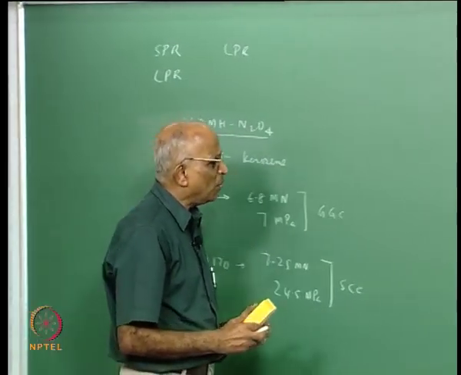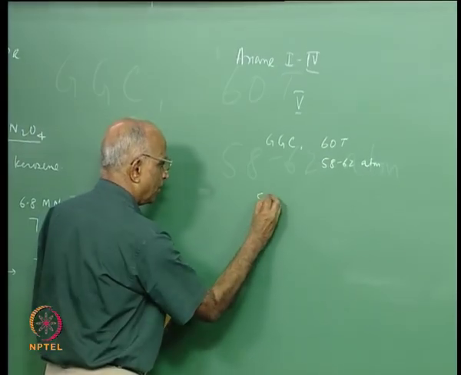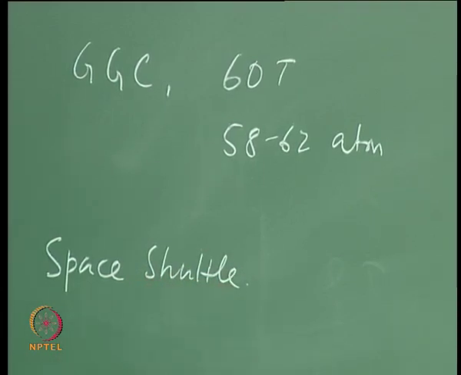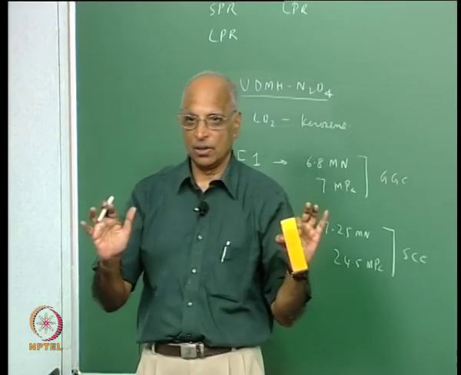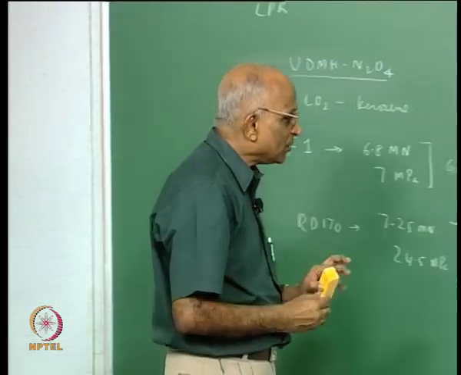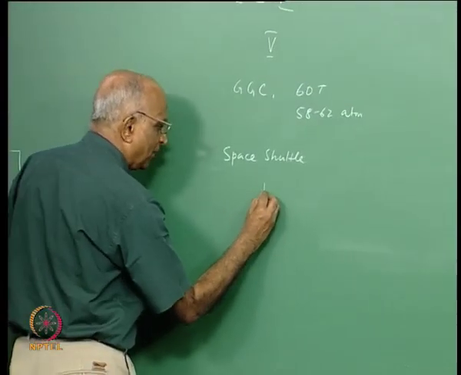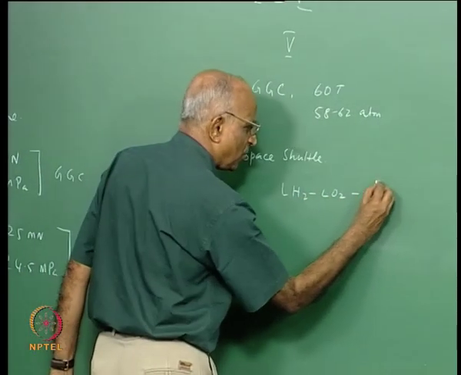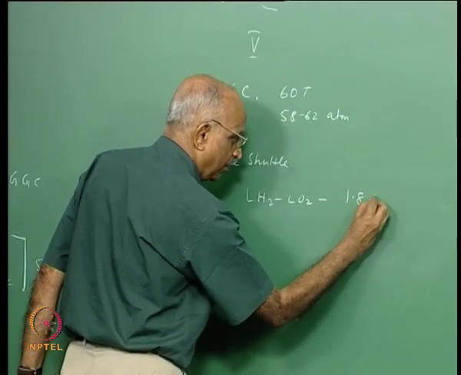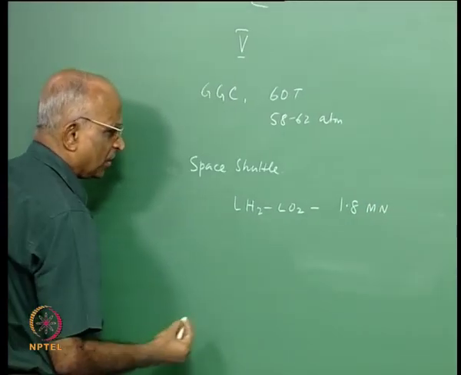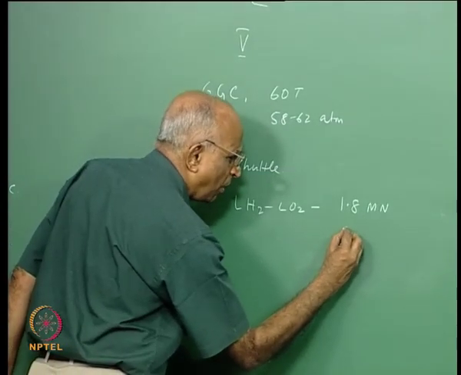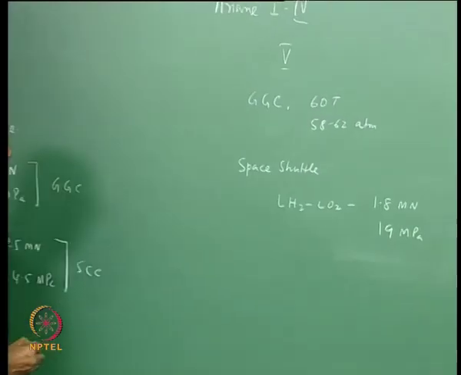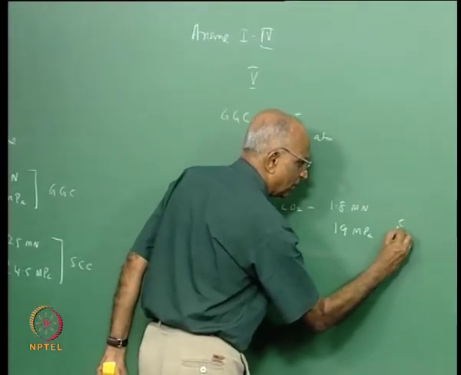But what was done more recently is, if you look at the space shuttle, mind you, the space shuttle has now performed its job, it is no longer operational, the last space shuttle is over. What was done in the space shuttle is, you had liquid hydrogen and liquid oxygen engines. These generated a thrust of around 1.8 meganewton. The chamber pressure is again quite large, almost 19 MPa, that means 190 atmosphere pressure, and this used the staged combustion cycle.